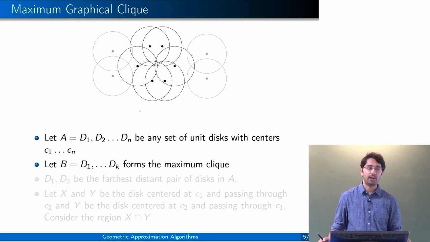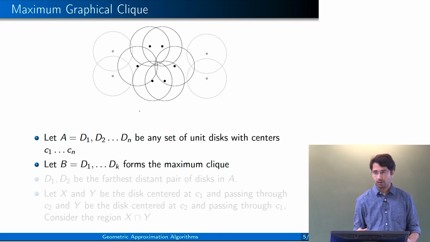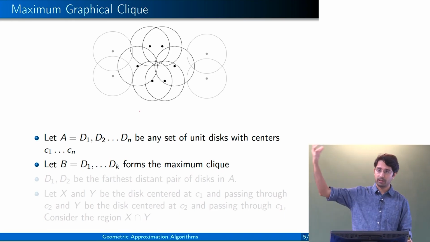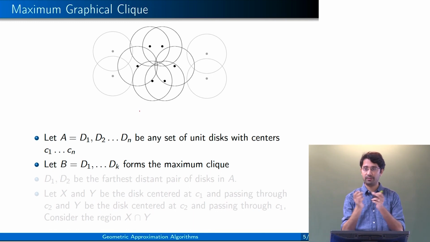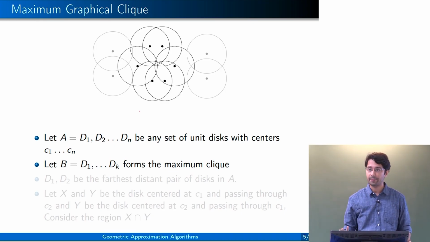Now, again, as I always do, if I can't solve a problem directly, I try to simplify the problem. How will I simplify? Suppose there is a maximum clique, whether I will be able to find it or not is a different question. Suppose that maximum clique is B, and some oracle told me which are the furthest centers or furthest disks in that clique.